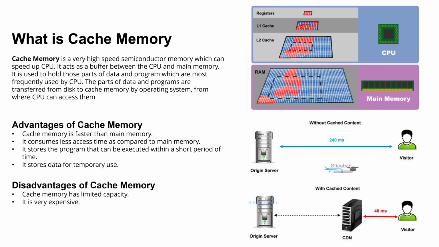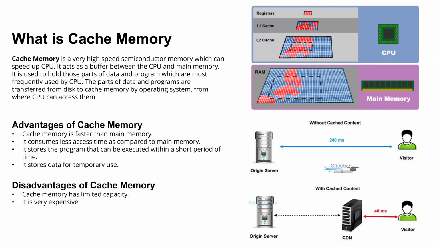Of course, it's close to the CPU. It acts as a buffer between the CPU and the main memory. So you can see it's like an intermediate. It will hold some data and actually determine when to release some of those data and information.